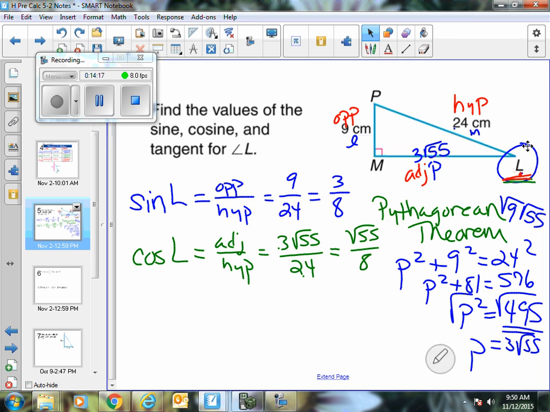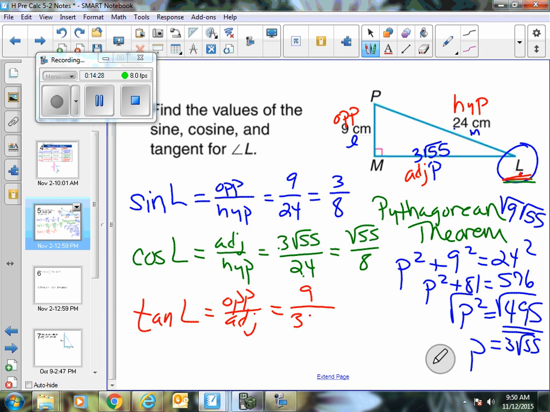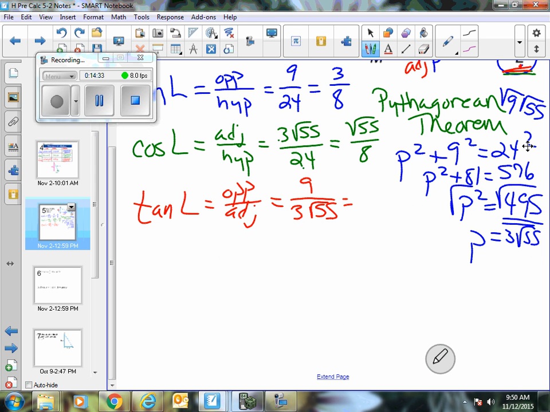All right, last one of the big three here. Tangent of angle L is opposite over adjacent. So opposite is 9. Adjacent is 3 square root of 55. That number's not so nice. But let's see if we can reduce it first. The 9 and the 3 will reduce. So that would be 3 over square root of 55.